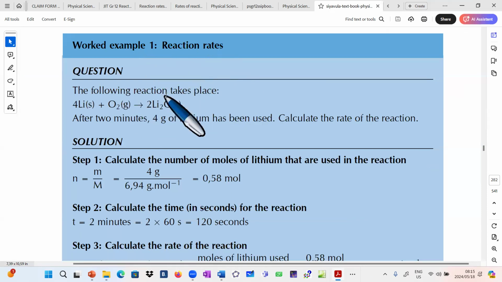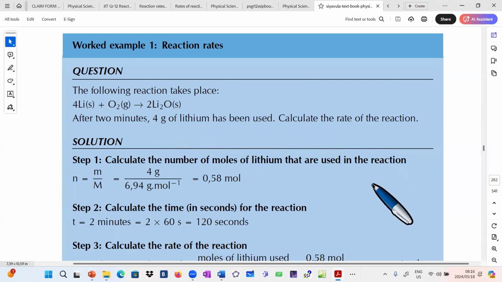And here's the question. The following reaction takes place: we have lithium as a solid plus oxygen gas, and this gives us 2 moles of lithium oxide. After 2 minutes, 4 grams of lithium has been used. Here is lithium, and lithium reacts with oxygen, and lithium oxide is formed. After 2 minutes, 4 grams of lithium has been used. Calculate the rate of the reaction. Now we're looking at the rate of the reaction in this example.